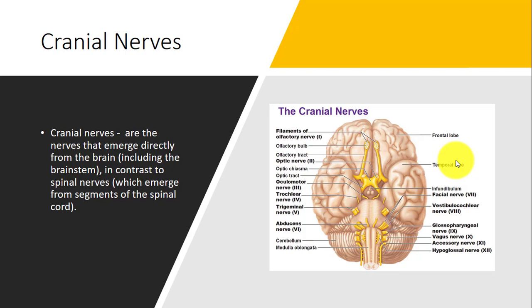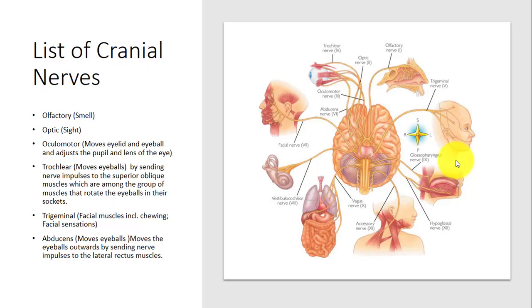So for the exam, you do need to know each of the nerves. You do need to know what number they are. You do need to know what each of them does. Okay, so here are the first six cranial nerves. Let's go over each of them.